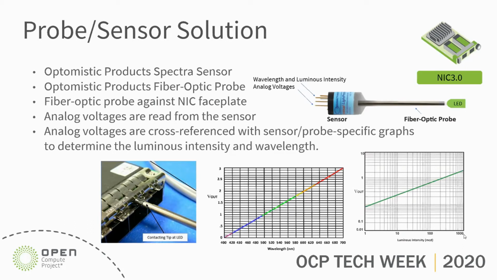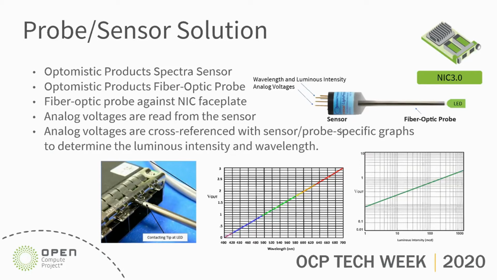We are currently looking at the Spectre sensor, which is able to measure both wavelength and luminous intensity, two important parts of our specification. It outputs a voltage, you can see the pins on the end of the sensor in the picture, and you measure an analog voltage coming out of that, then cross-reference it with a chart. For wavelength, the chart is provided, and you don't need to worry about sensor-to-sensor variation. The luminous intensity, however, depends on each sensor, fiber optic probe and LED combination, so you do need to worry about a certain amount of calibration.